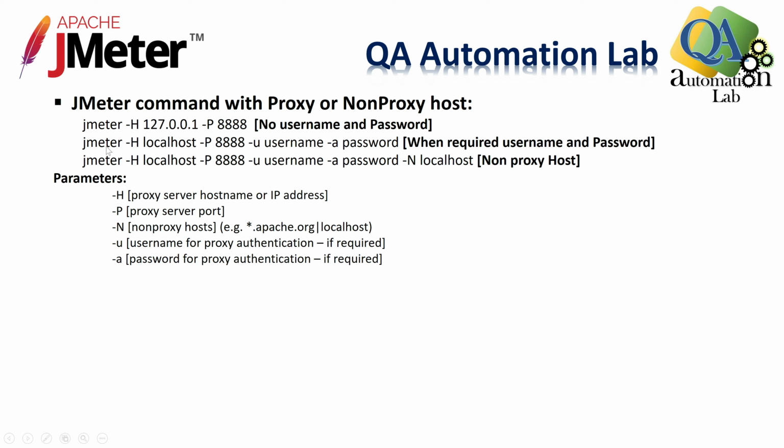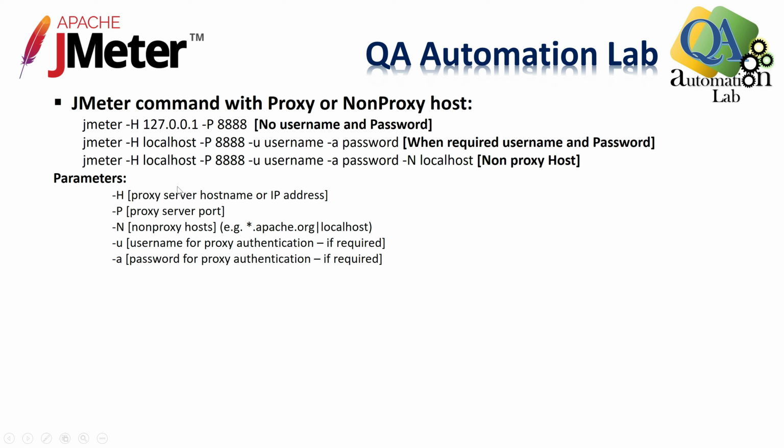And the next one is where a username and password are required. So -H denotes proxy host, localhost, -P 8888. Then username and password. Third one is non-proxy host. In case there is no proxy host, then we can mention jmeter -H localhost -P, P denotes port, 8888, username and password. This -N denotes non-proxy. Then we need to mention localhost.